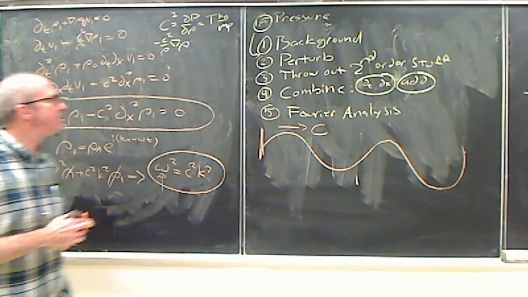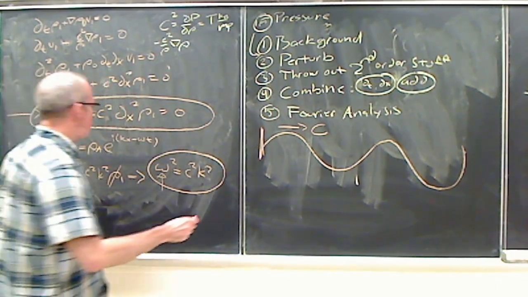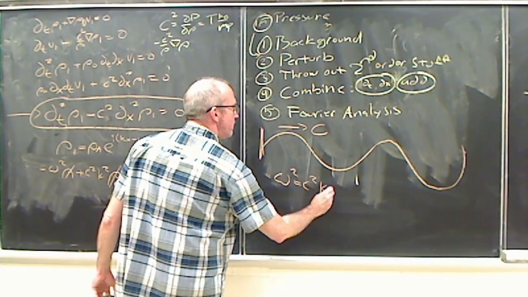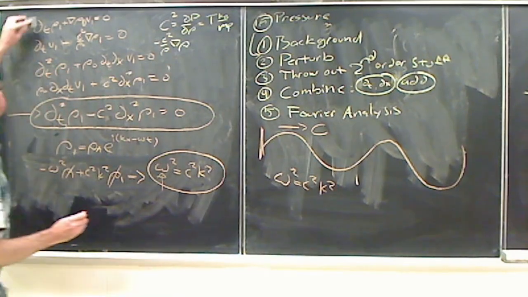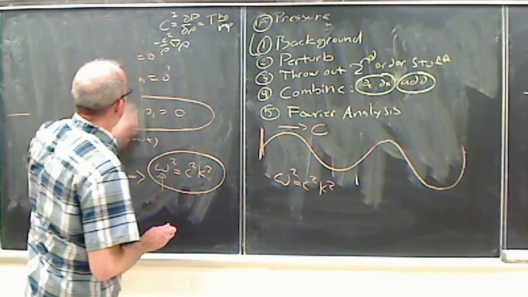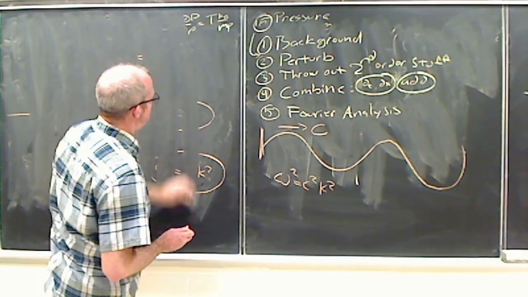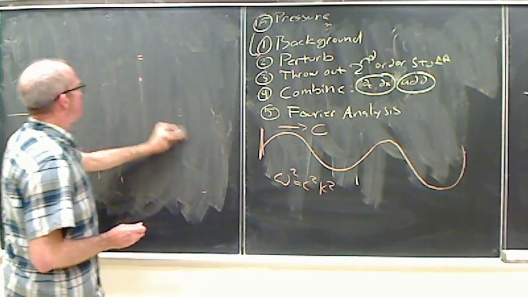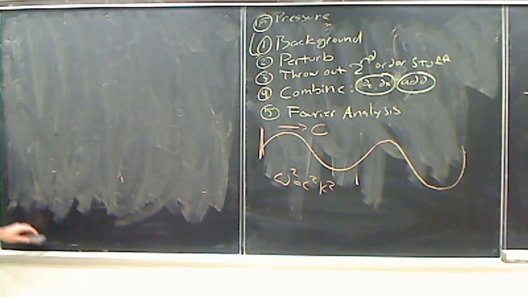So let's talk about understanding the Fourier analysis a little bit. Let's rewrite what we got here. So we have omega squared equals c squared k squared. And while I've written down a whole bunch of steps, this is one of those things that you wind up doing a lot. And it's the same kind of process all the time.